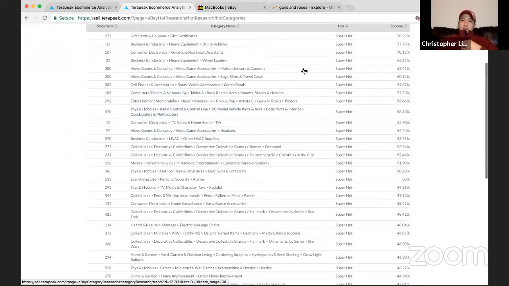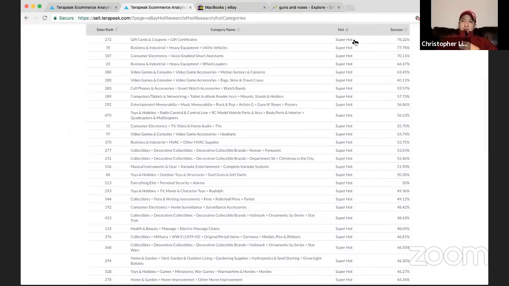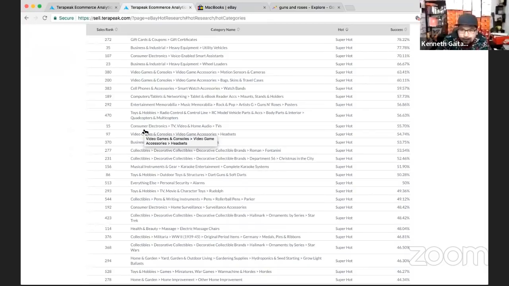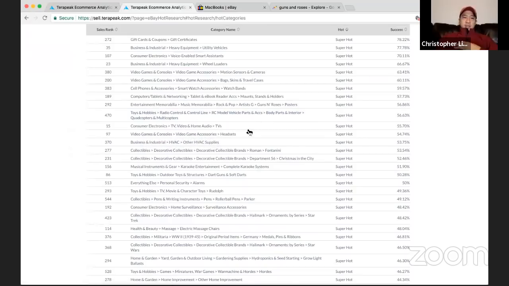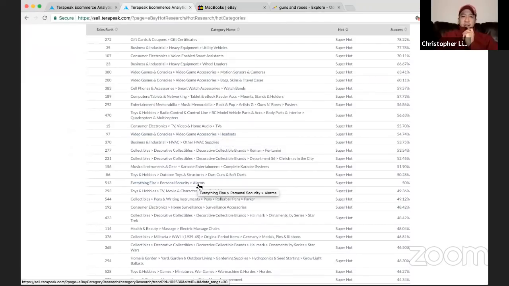So all these super hot categories are normally good all year for the most part. TV looks like the most stable game right now. Right. Sales rank's good. Hot. It crushes in all of them. So are video game headsets. In the top 100, sells well all year, and it's super hot. That's pretty cool. Personal security alarms is pretty good.